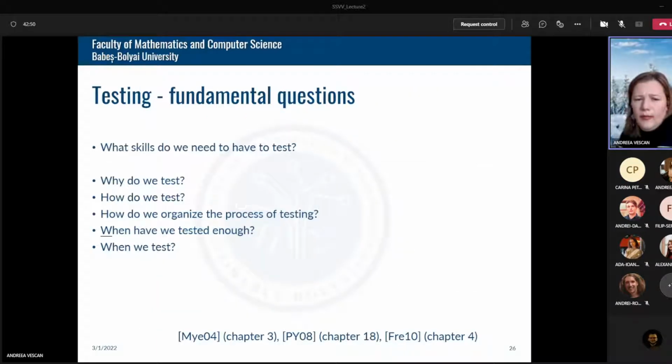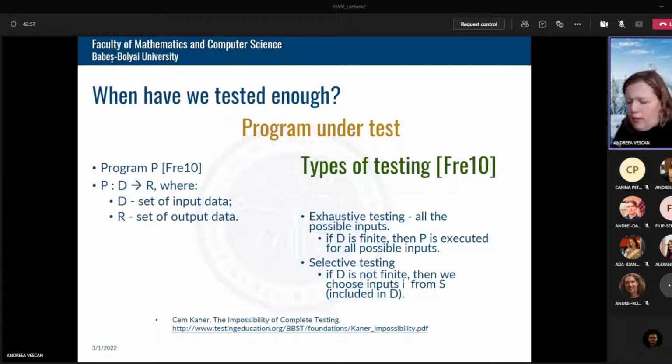A very important aspect is: when have we tested enough? How do we know that we have tested enough? Because when we test, we have this domain from which we select the input data. If you talk about black box testing, right? It's very difficult to apply exhaustive testing because it's not possible to test with all possible inputs, right? That's why we have to have some strategies to select a subset of the test cases from that. And we will talk about that later.